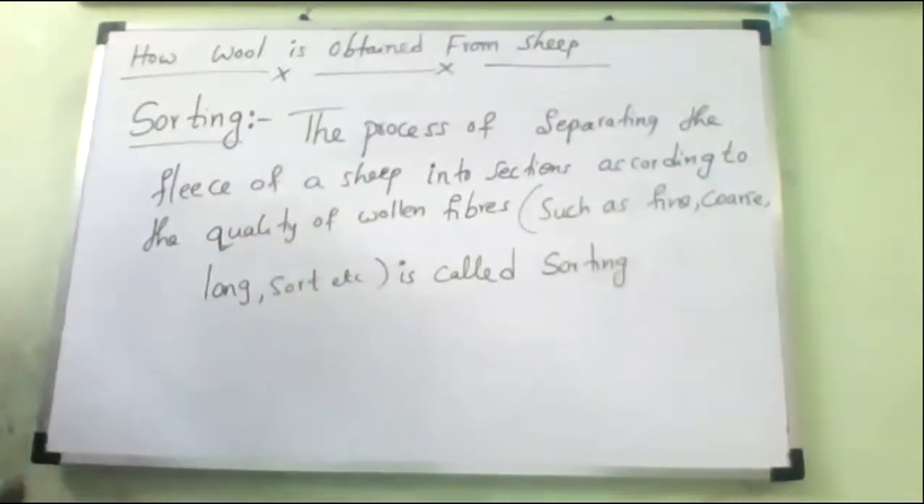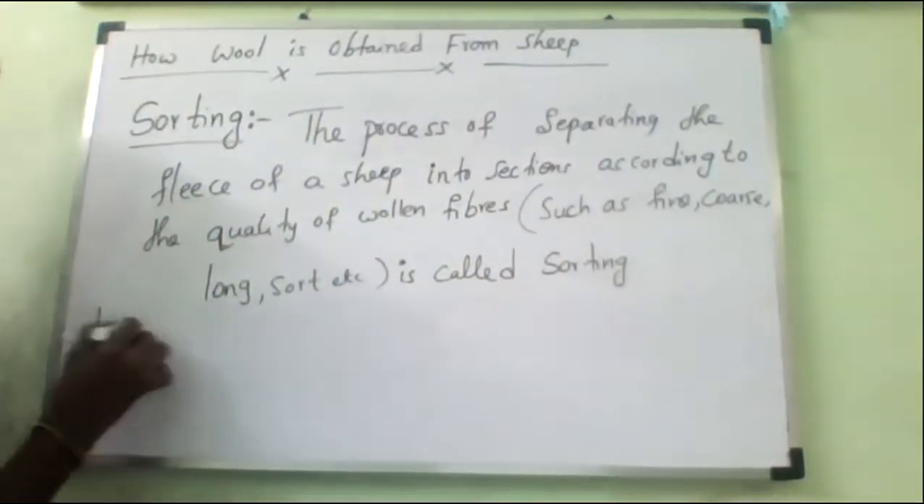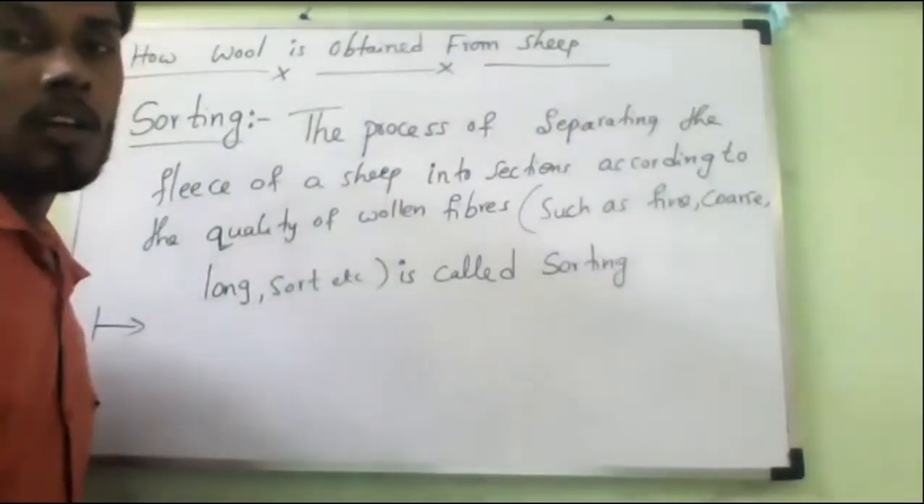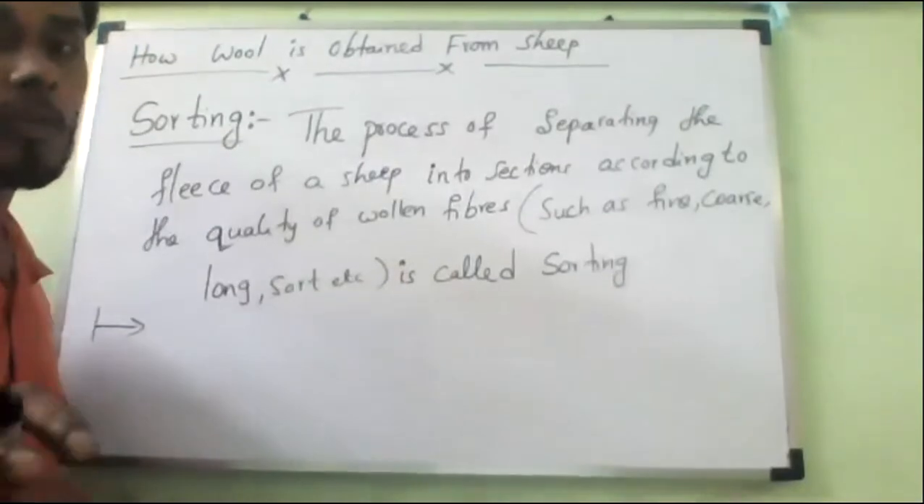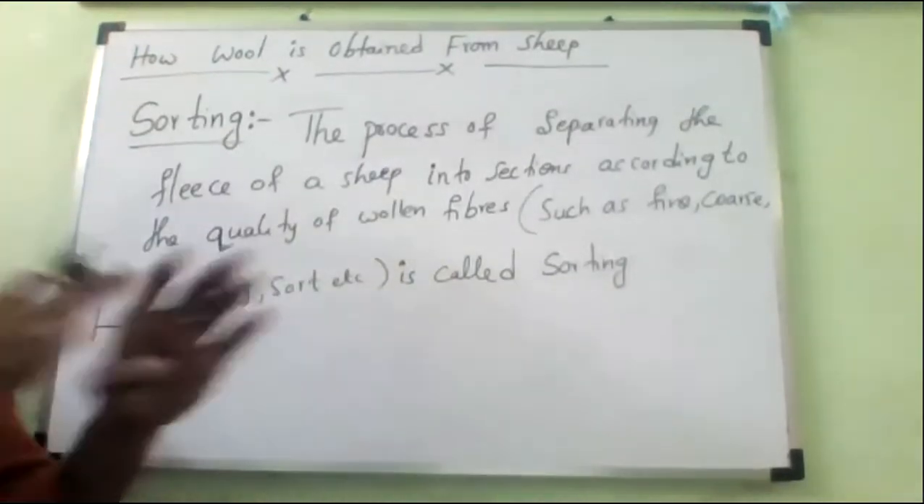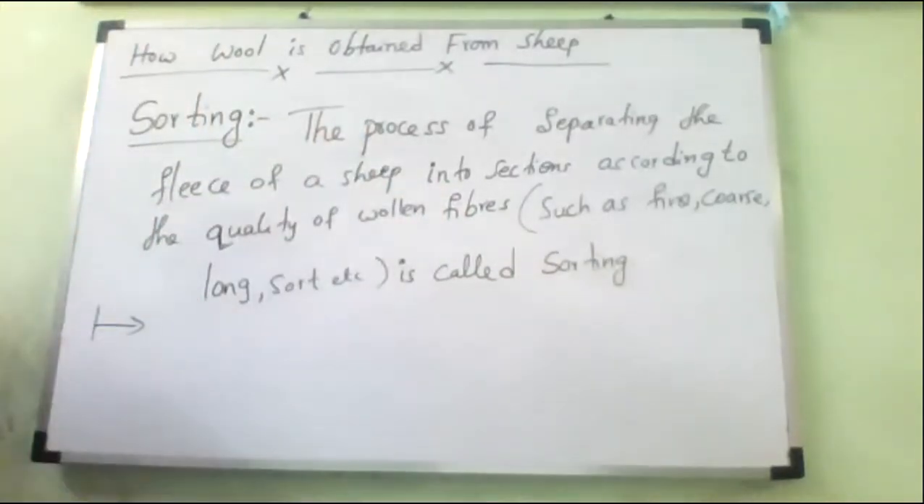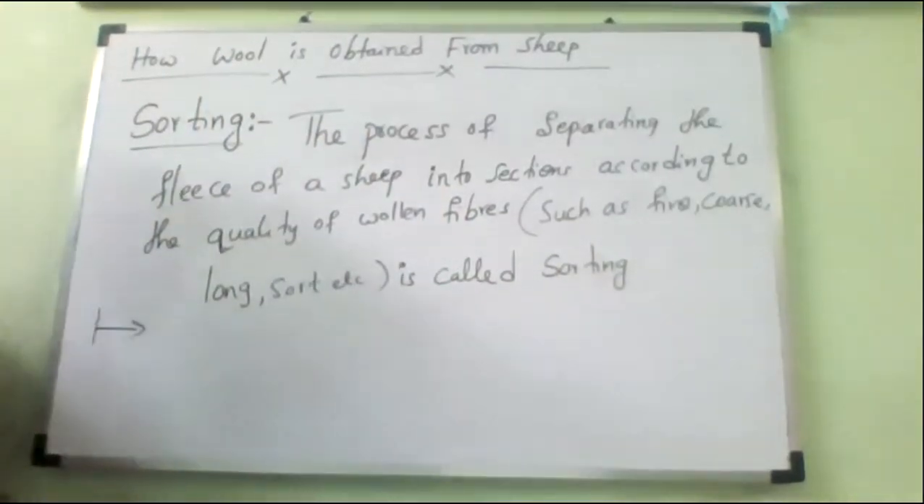Because of this sorting, what will happen, Mari? Hari? They can take the same quality wool separately. So every section of wool obtained after sorting has the same quality of wool. That is what you should write.